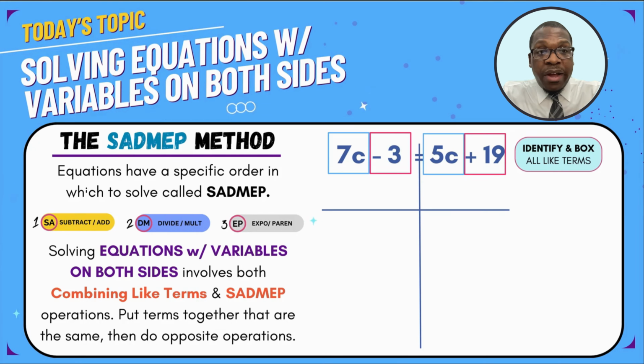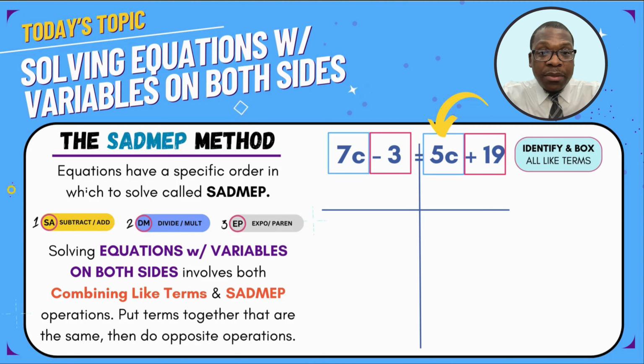So we'll move the variables first by identifying which one is the smaller variable. Out of 7c and 5c, which one of those is smaller? Well, obviously, 5c. So we want to move 5c to the other side mathematically. We can't just move it. We have to move it in a mathematical way by doing the opposite.